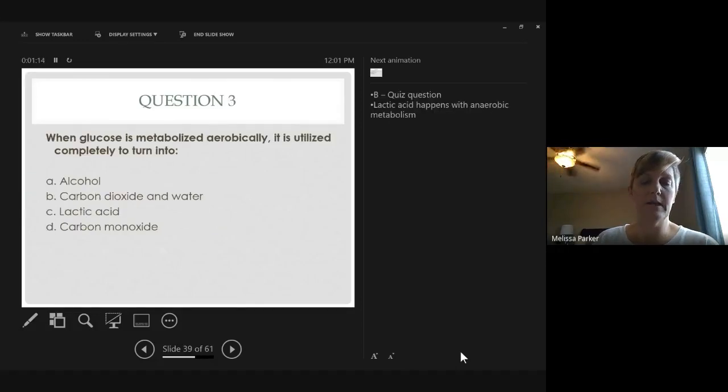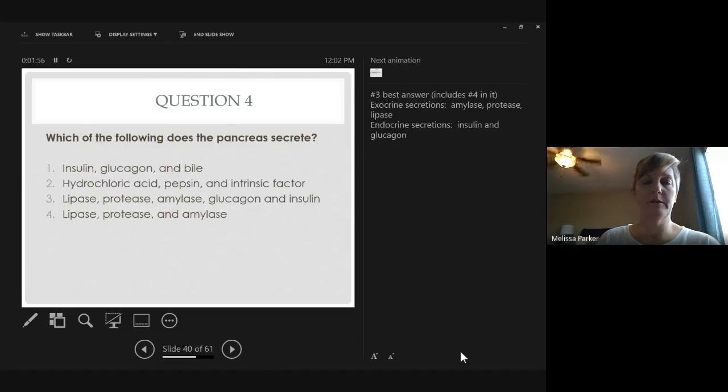When glucose is metabolized aerobically, so aerobically means that we're using oxygen, it is utilized completely. So remember I talked about how anytime you perform a chemical reaction, there's going to be some sort of a byproduct left over. So with aerobic cellular respiration, the byproduct is going to be carbon dioxide and water. Fermentation of plants, so that would be anaerobic. So fermentation of plants is anaerobically done, then that would lead to alcohol, or in humans or animals, it would be lactic acid.